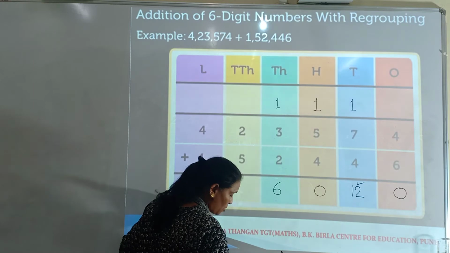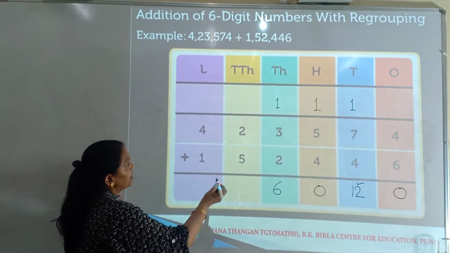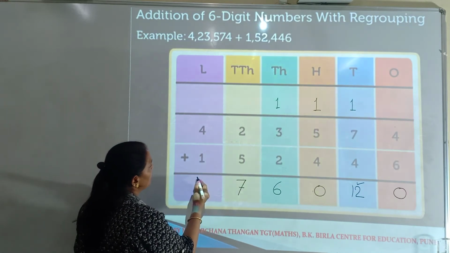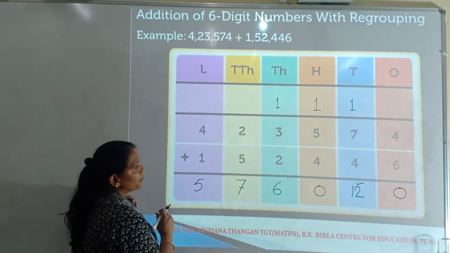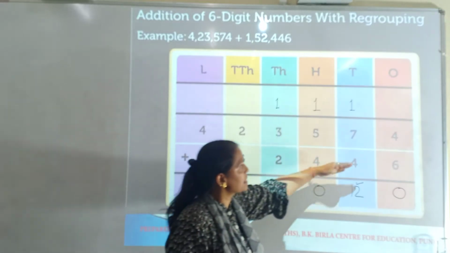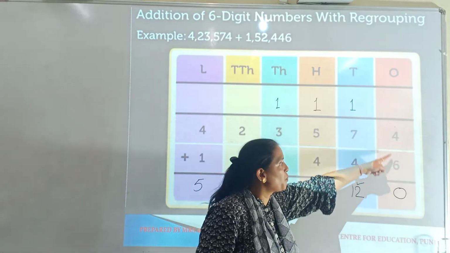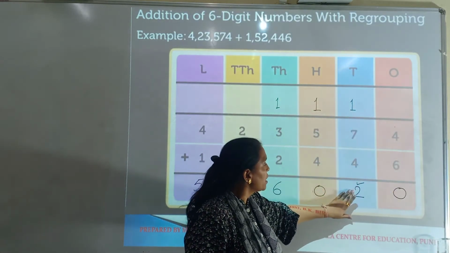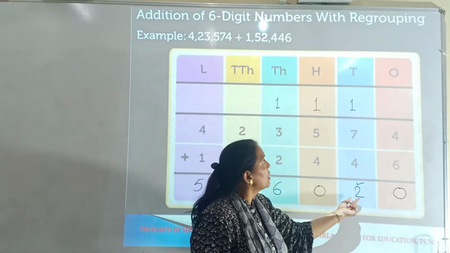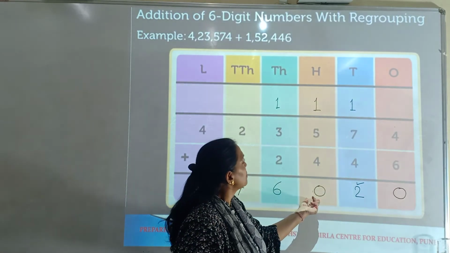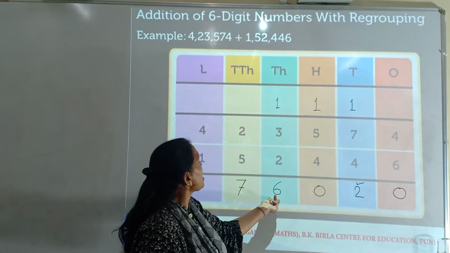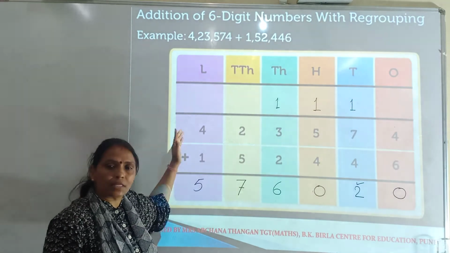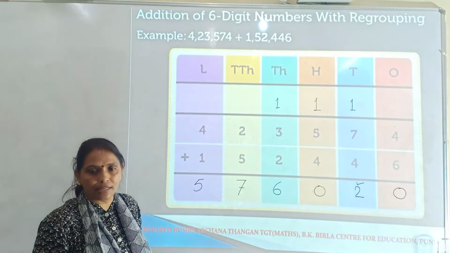There is no regrouping. Then 2 plus 5 is 7, and 4 plus 1 is 5. So we added the digits according to places. In the ones place we have 0, tens place 1, hundreds place 2, thousands place 6, ten thousands 7 and this is 5 lakh. Okay, this is the way we have to add 6-digit numbers.